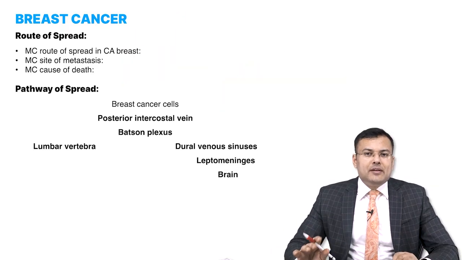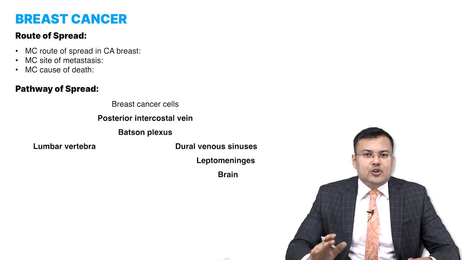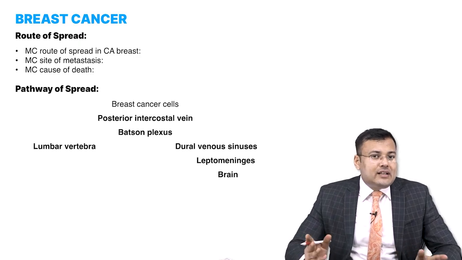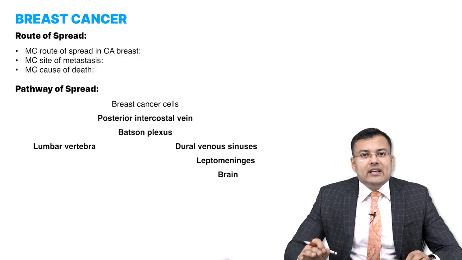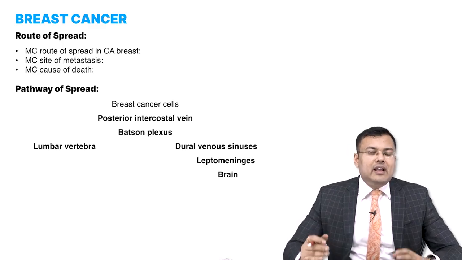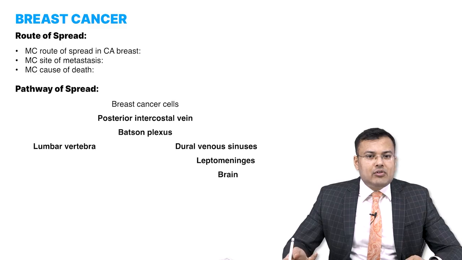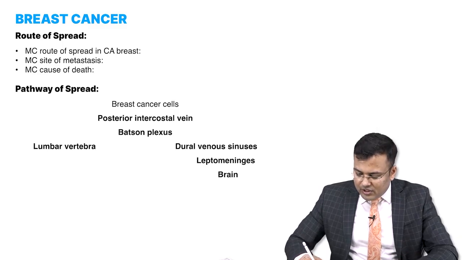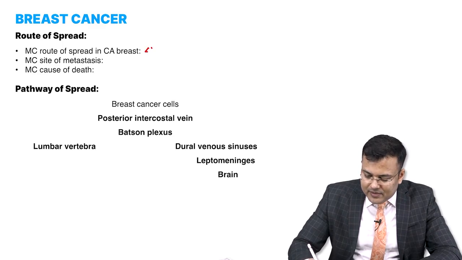Now see the route of spread. Before discussing the route of spread, you have to remember 2-3 principles. First, you know that there is carcinoma and there is sarcoma. In carcinomas, there is hematogenous spread also, and lymphatic spread also. In sarcomas, there is usually exclusively hematogenous spread. Now coming to the carcinoma. In adenocarcinoma, what is the most common route of spread? It is lymphatic. Breast is also adenocarcinoma here. So the most common route of spread in CA breast is lymphatic.